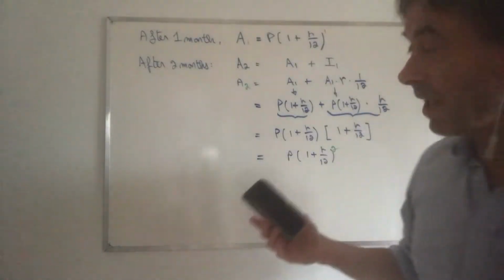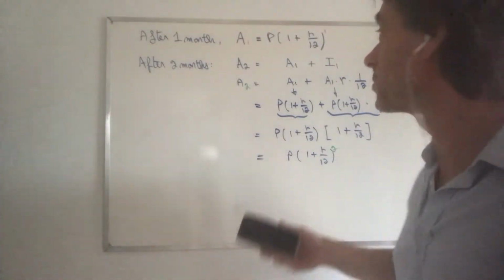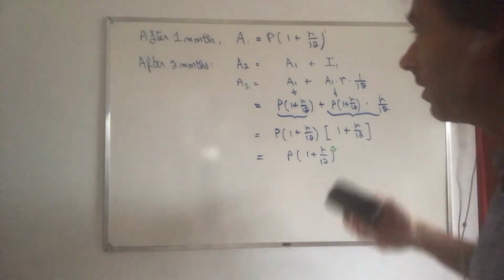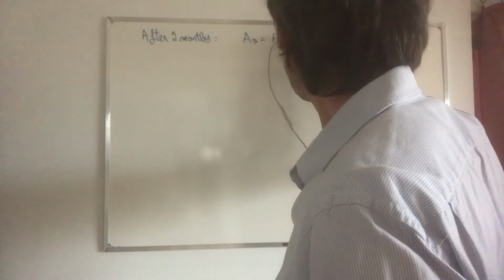Let's actually see what happens after 3 months. And then we'll be convinced that we have a formula at our fingertips for compound interest. So, okay, recall, this is our last line from the previous whiteboard. After 2 months, what did we have? We had A2 equal P(1 + R/12) to the 2.